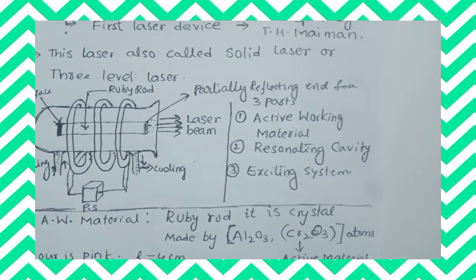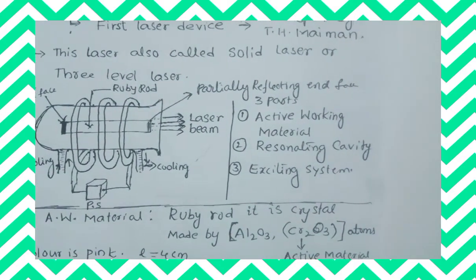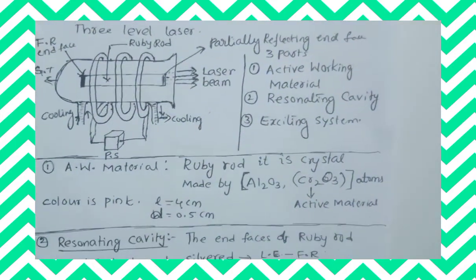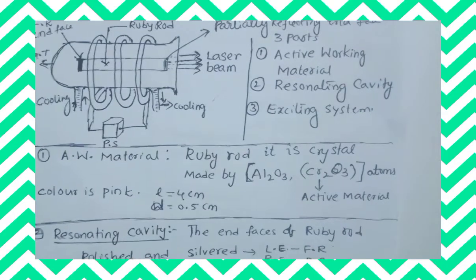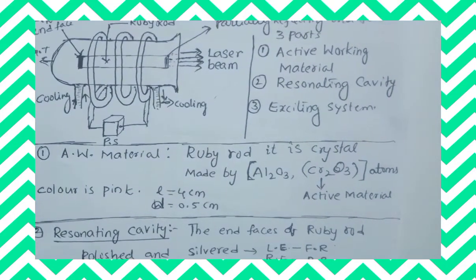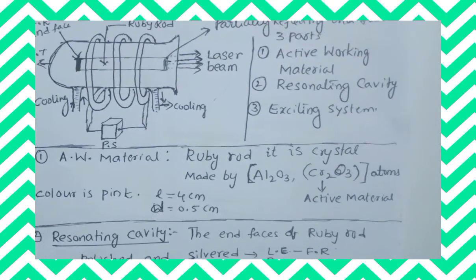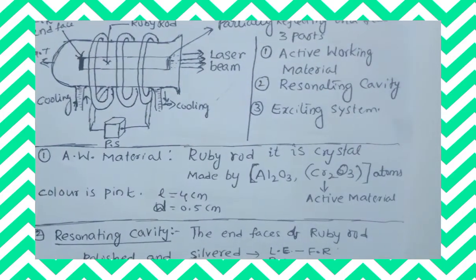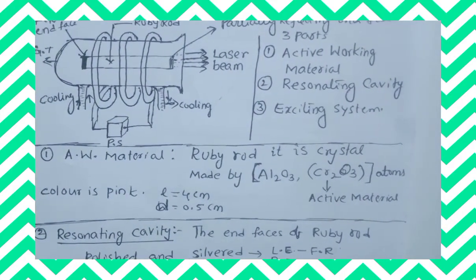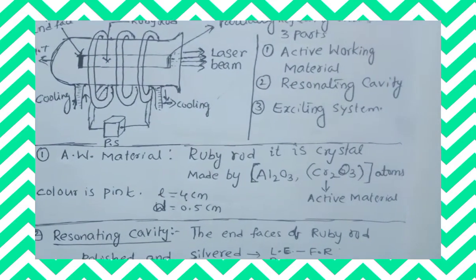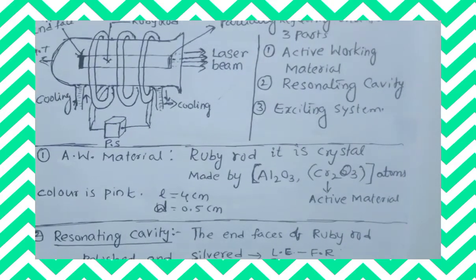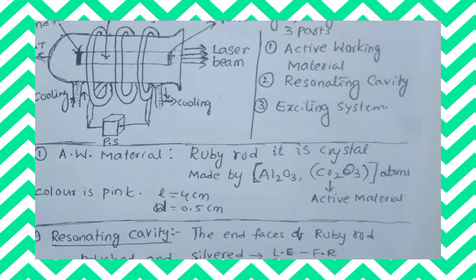What is the active working material? Here, the active working material is the ruby rod, which is in crystalline form. It is made up of aluminum oxide and chromium atoms. Some of the aluminum atoms are replaced by chromium ions. In this ruby laser, chromium ions are the active material.